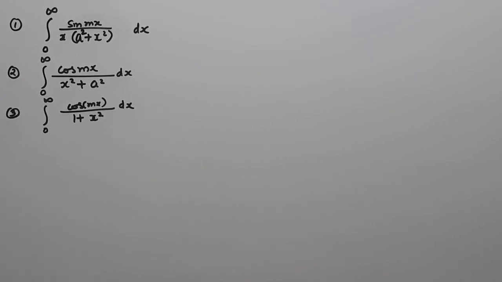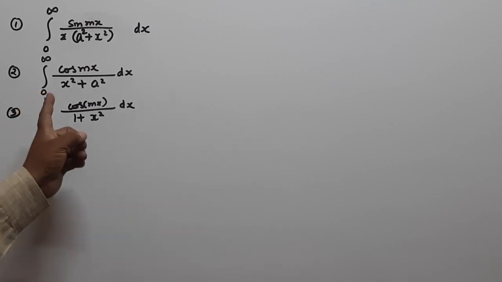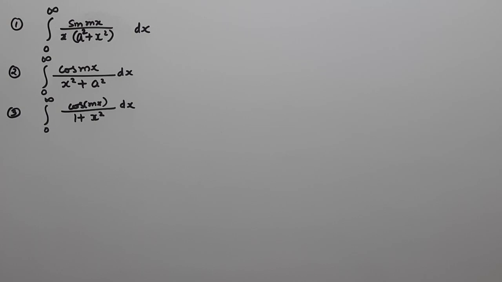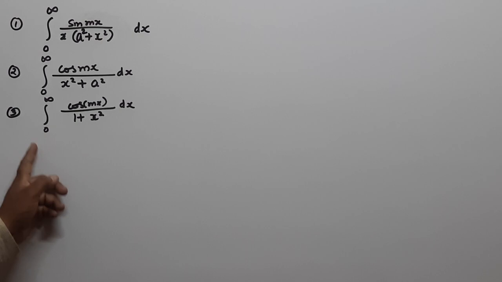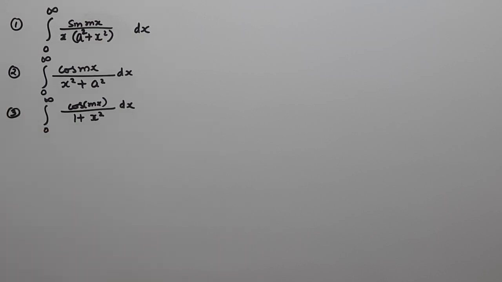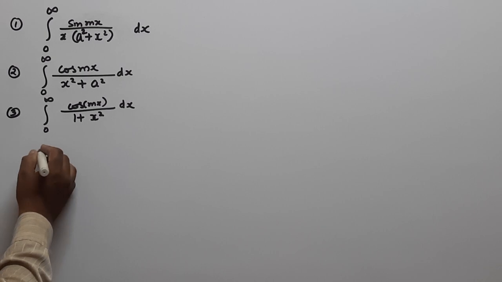Hello friends, here we have to integrate this definite integral: sin mx upon x multiplied by a square plus x square, between the limit 0 to infinity. After that we have to integrate cos mx upon x square plus a square between the limit 0 to infinity. Then we have to integrate cos mx upon 1 plus x square between the limit 0 to infinity. So first we solve the first definite integral.